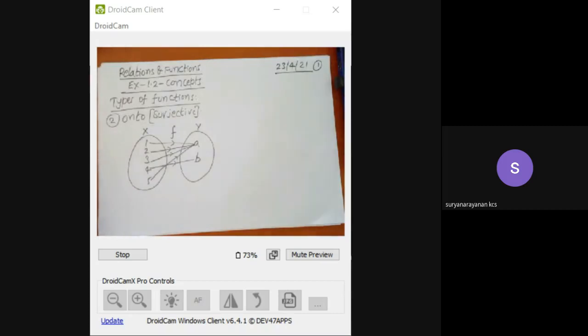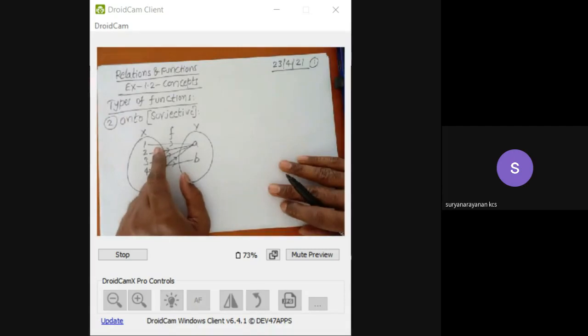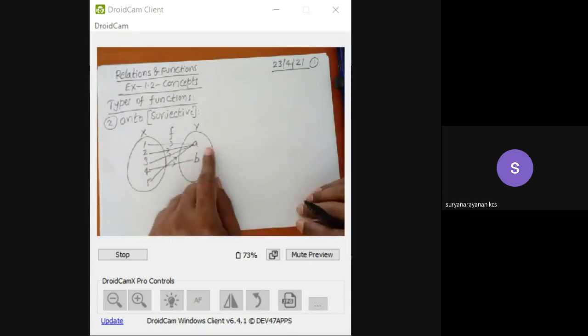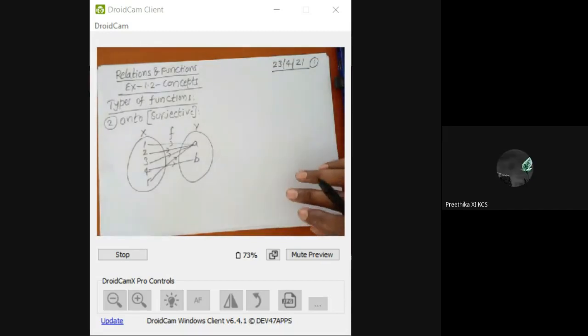Now tell me, Pritika, I connected the elements of the domain with the elements of the codomain. What are the elements of domain here? Sir, 1, 2, 3, 4, 5. What are the elements of codomain here? A, B, sir. Now, what is the image of element 1? A, sir. What is the image of element 2? A, sir.